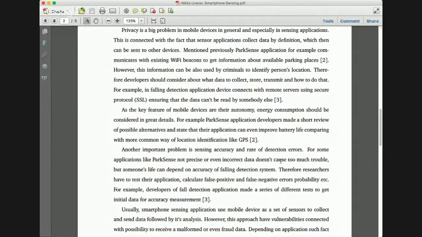All right, let's talk about the smartphone sensing.